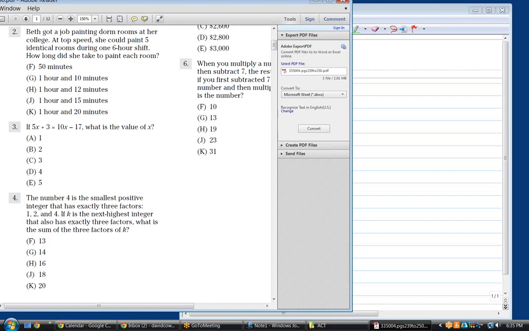So 6 hours divided by 5. Mm-hmm. Oh, sorry. Okay. So 72 minutes would be 1 hour and 12 minutes? Correct. Number 3.